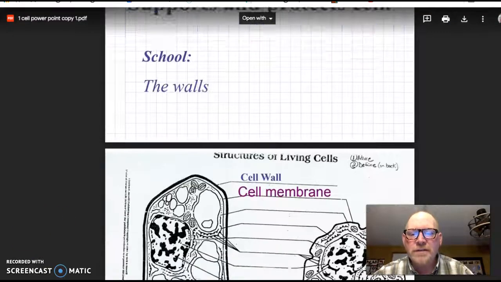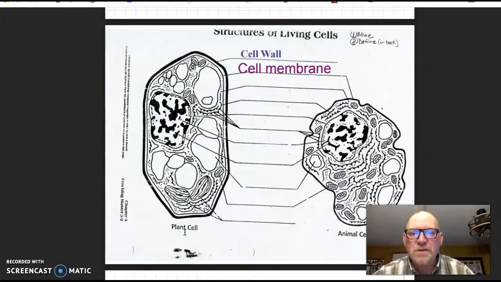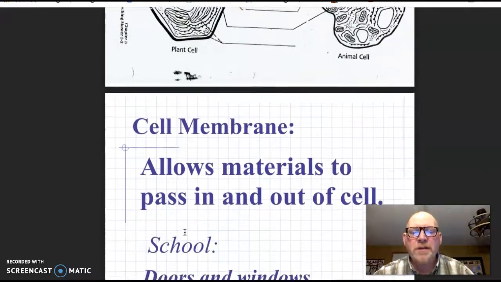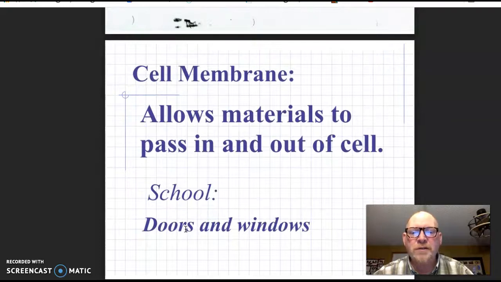Our next organelle is the cell membrane. Both animal and plant cells have a cell membrane. The cell membrane's job is to allow certain materials in and out of the cell. They control what goes in and out. We'll be doing a lab with diffusion to show you how this works early next week. So what controls what goes in and out of the school? That would be the doors and the windows.